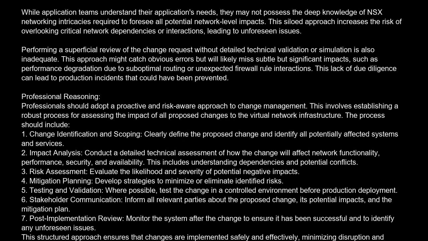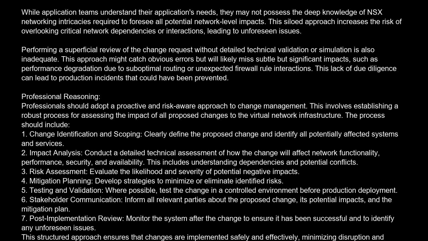Professional reasoning. Professionals should adopt a proactive and risk-aware approach to change management. This involves establishing a robust process for assessing the impact of all proposed changes to the virtual network infrastructure. The process should include: 1. Change identification and scoping. Clearly define the proposed change and identify all potentially affected systems and services. 2. Impact analysis. Conduct a detailed technical assessment of how the change will affect network functionality, performance, security, and availability. This includes understanding dependencies and potential conflicts.